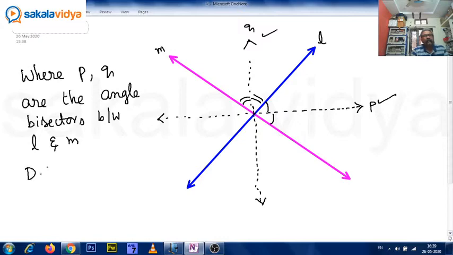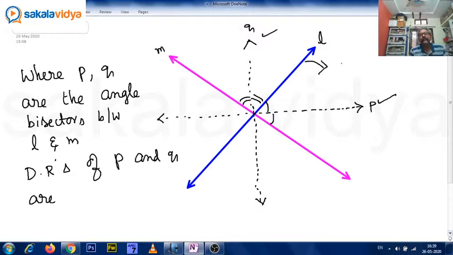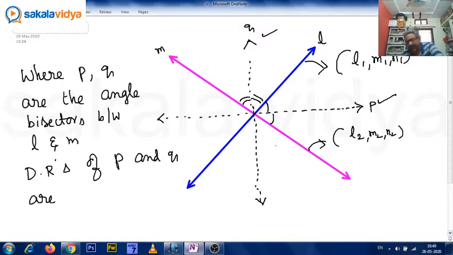Direction ratios of P and Q we need to find out, are given by, for example, the direction cosines of L line is L1, M1, N1, whereas direction cosines of M line is L2, M2, N2. This is space, not a plane. They are given by direction ratios L1 plus or minus L2, M1 plus or minus M2, N1 plus or minus N2.